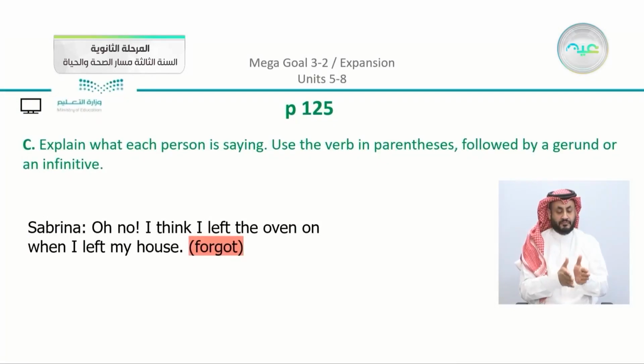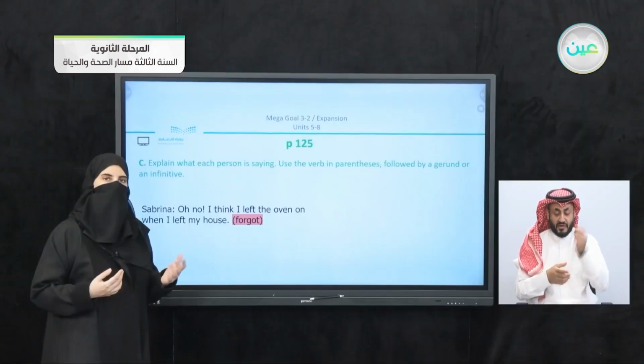Now, we are going to move on to the second page, which is 125. We have here C. Explain what each person is saying. Use the verb in the parenthesis followed by a gerund or an infinitive. Now, we did study in Unit 6 about gerunds and infinitives.